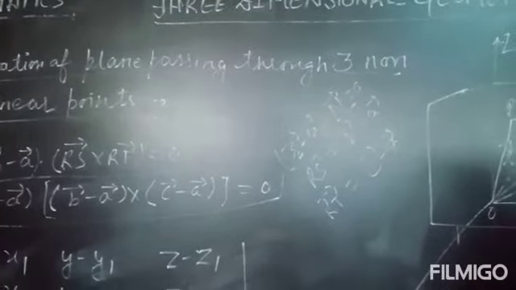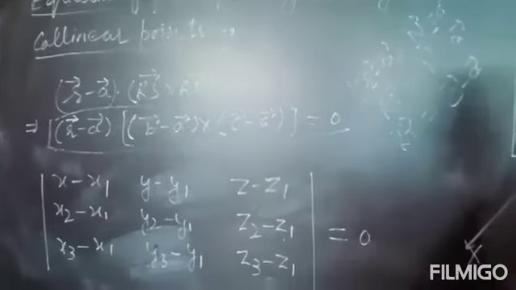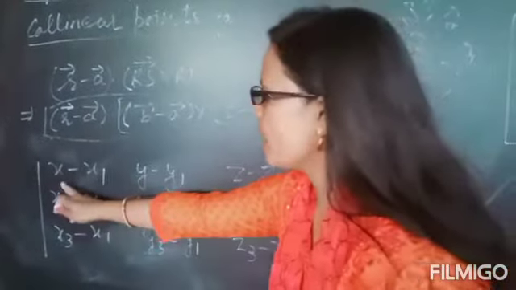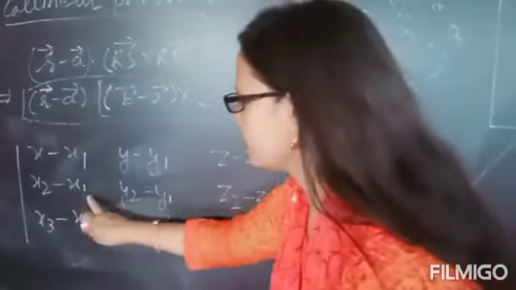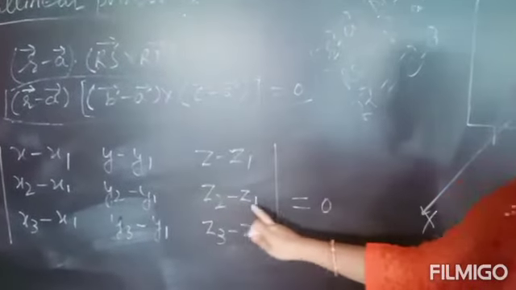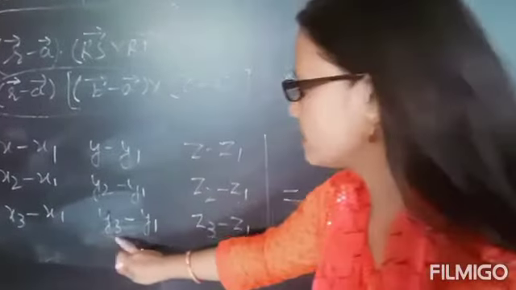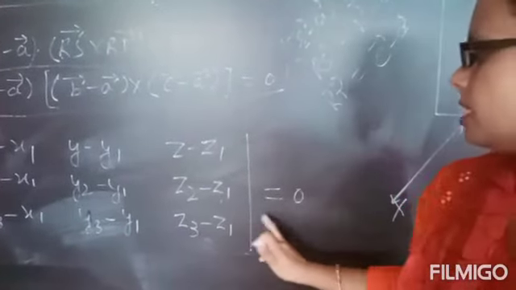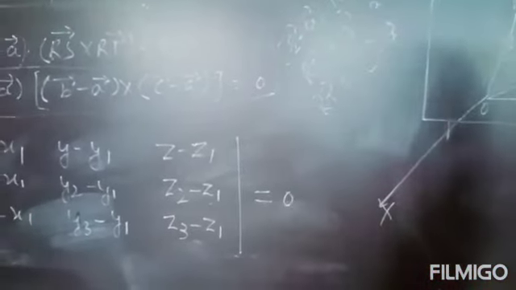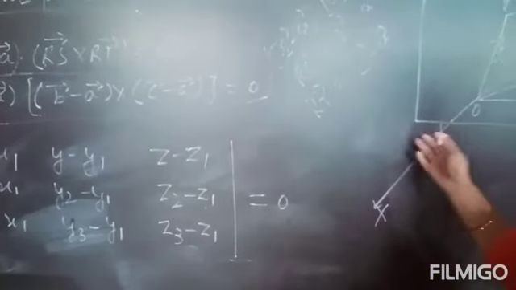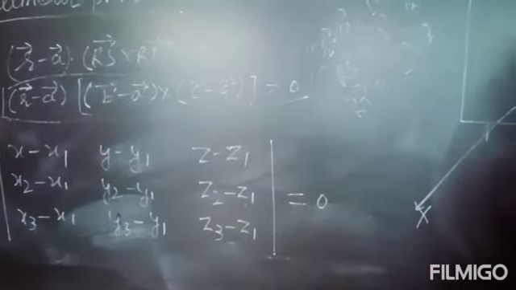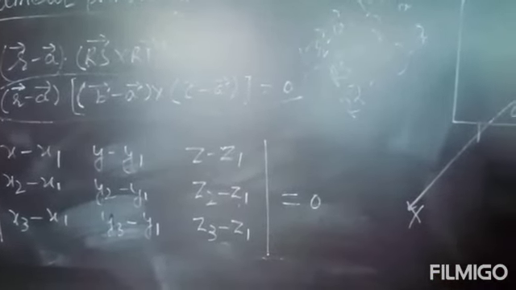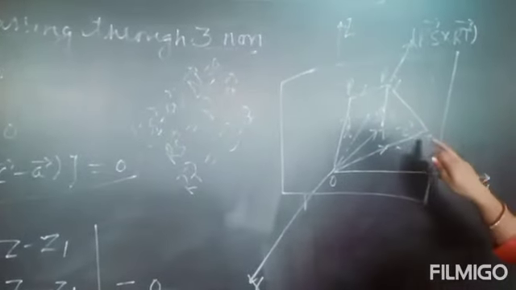Now come to the Cartesian equation. We have the determinant of rows (x minus x1, y minus y1, z minus z1), (x2 minus x1, y2 minus y1, z2 minus z1), (x3 minus x1, y3 minus y1, z3 minus z1) equal to 0. From that we get an equation, which is the Cartesian equation of this plane, where x1 y1 z1, x2 y2 z2 and x3 y3 z3 are the coordinates of the points R, S and T.